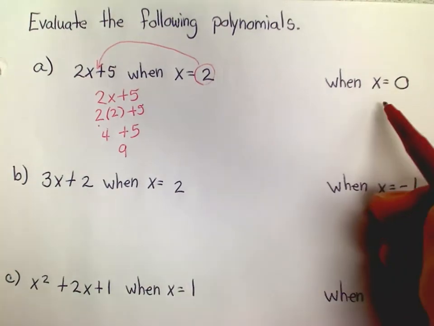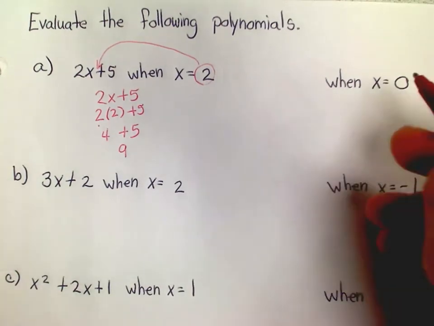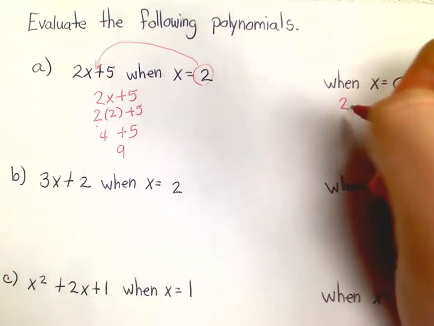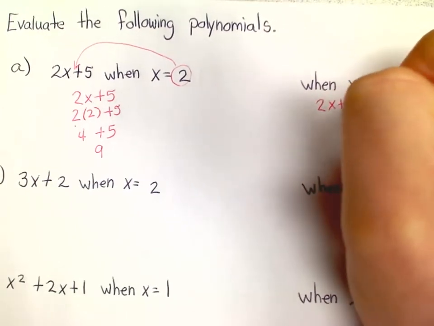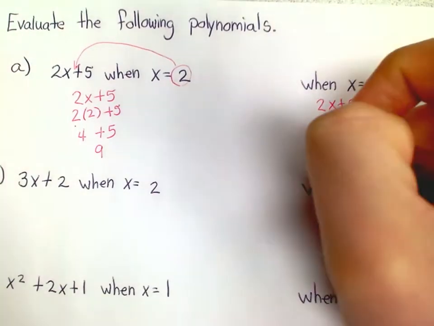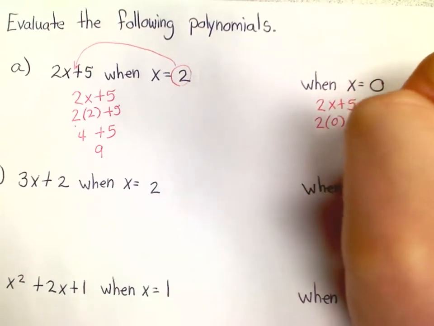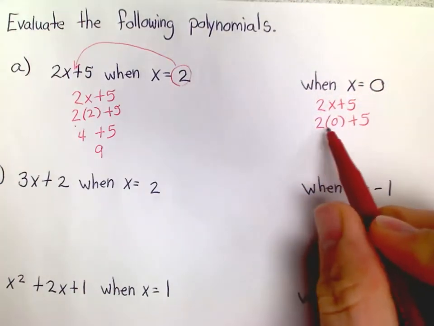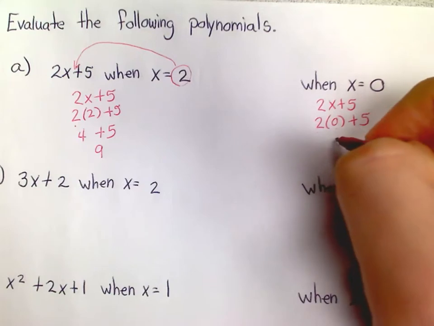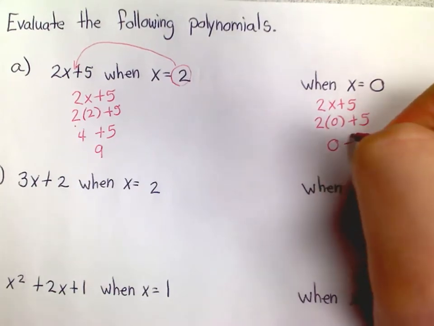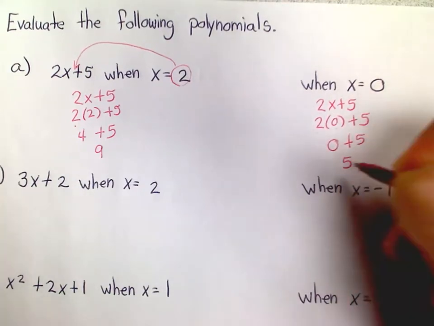Okay, and then for whenever x is equal to 0, let's rewrite our expression. Let's plug a 0 in for x. So I have 2 times 0 plus 5. Anything times 0 is 0 plus 5, so it's equal to 5.